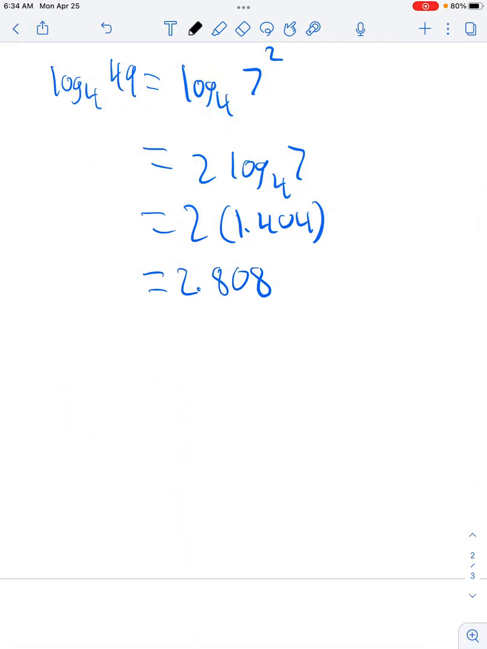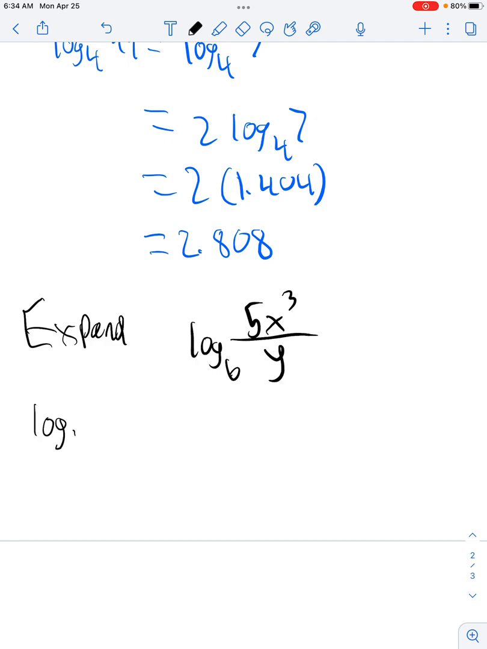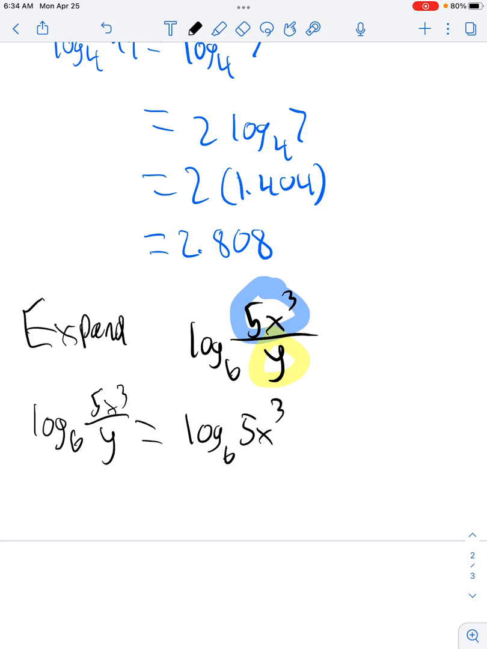We can also expand a logarithmic expression. So if I said expand log base 6 of 5x to the third over y, that's going to equal, so now I'm going to use the quotient property. I'm going to split up my top number and my denominator: log base 6 of 5x to the third minus log base 6 of y.